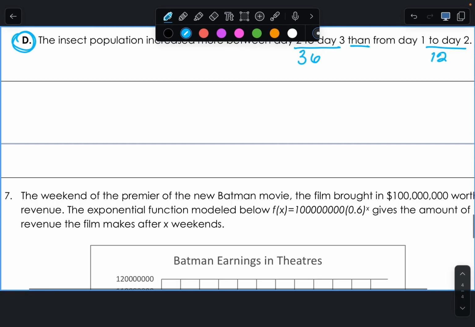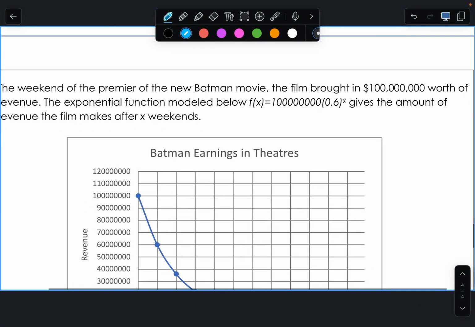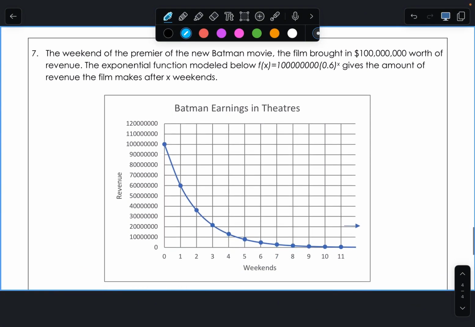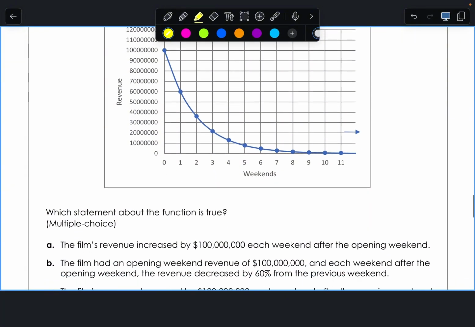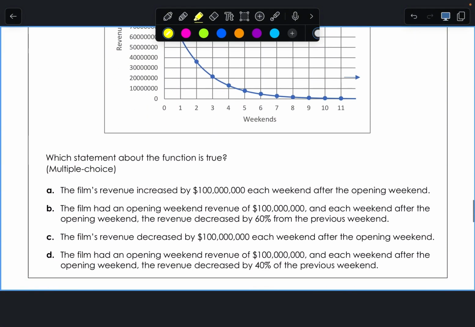The weekend of the premiere of the Batman movie brought in $100 million worth of revenue. The exponential function, we have an equation, so keep that one in mind. Here we go. Which statement is true? The film's revenue increased $100 million each weekend. No. What's wrong with that one?